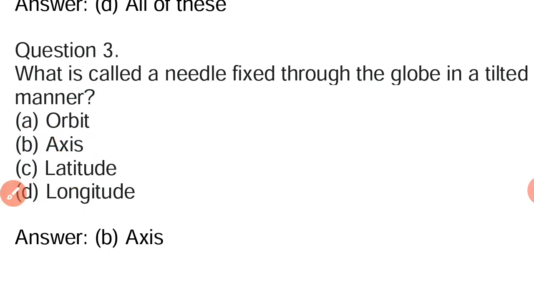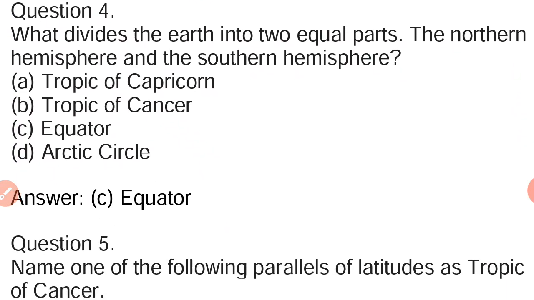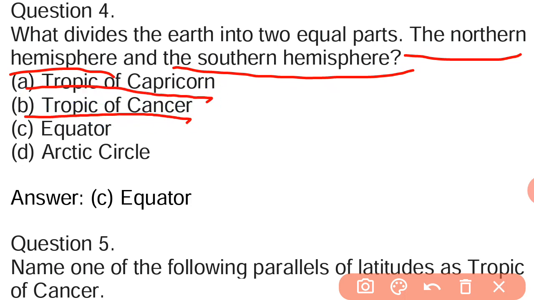Next question, what divides the earth into two equal parts, the northern hemisphere and the southern hemisphere? Option A Tropic of Capricorn, option B Tropic of Cancer, option C equator, option D Arctic Circle. Right answer is option C equator.